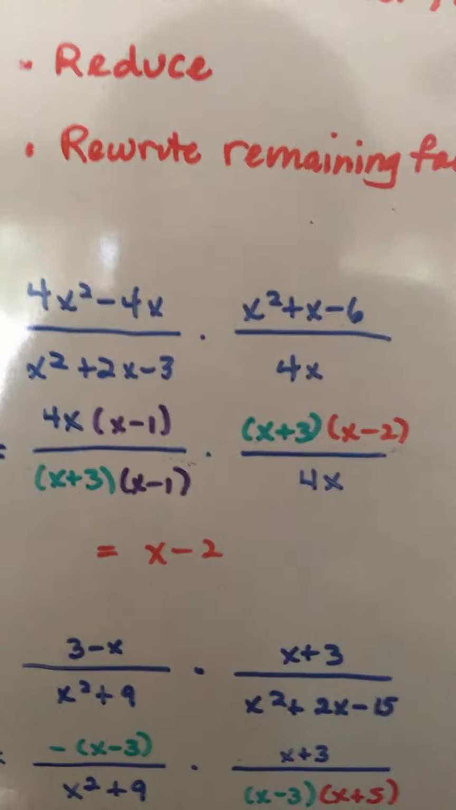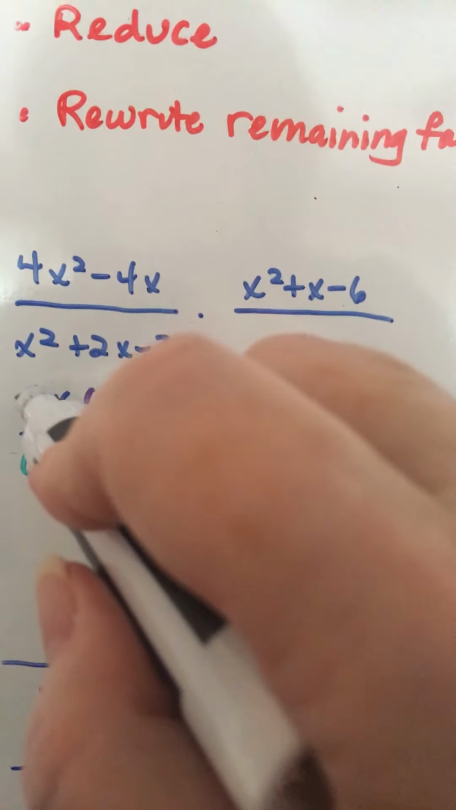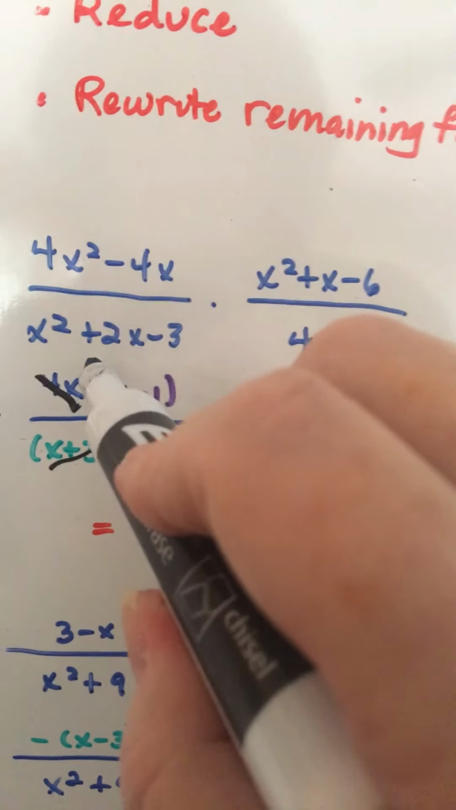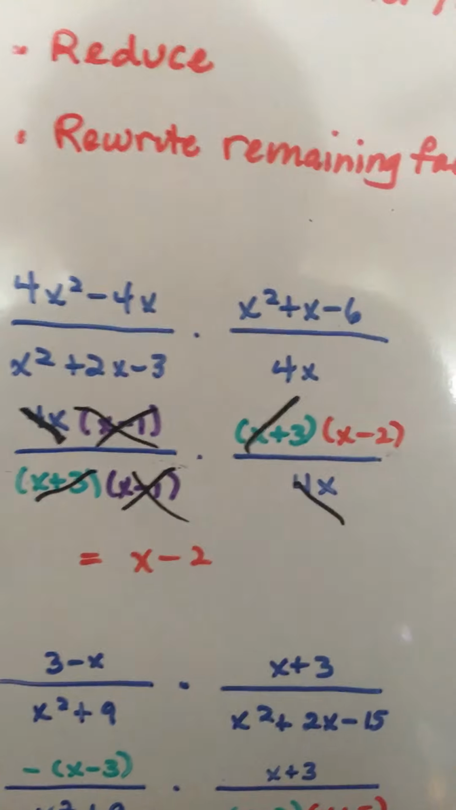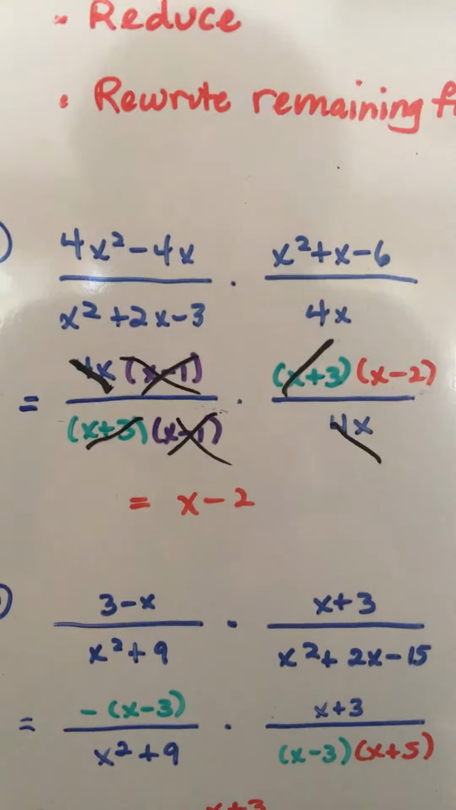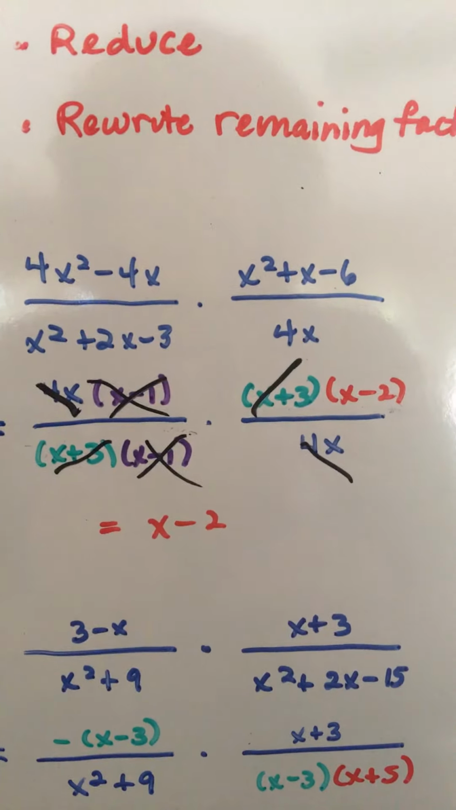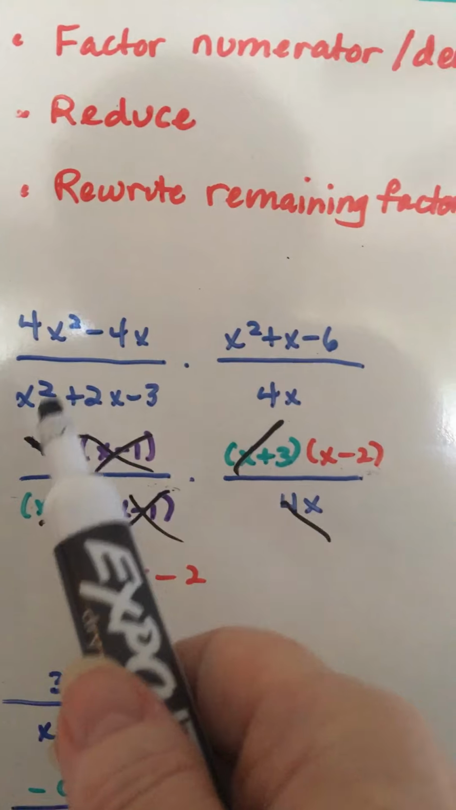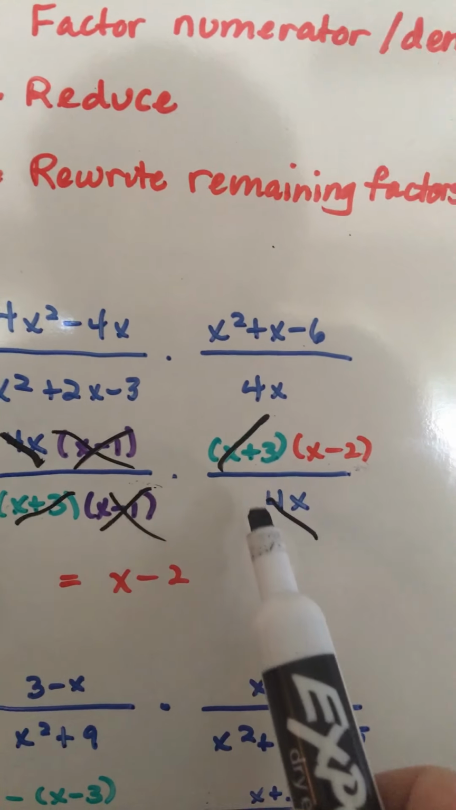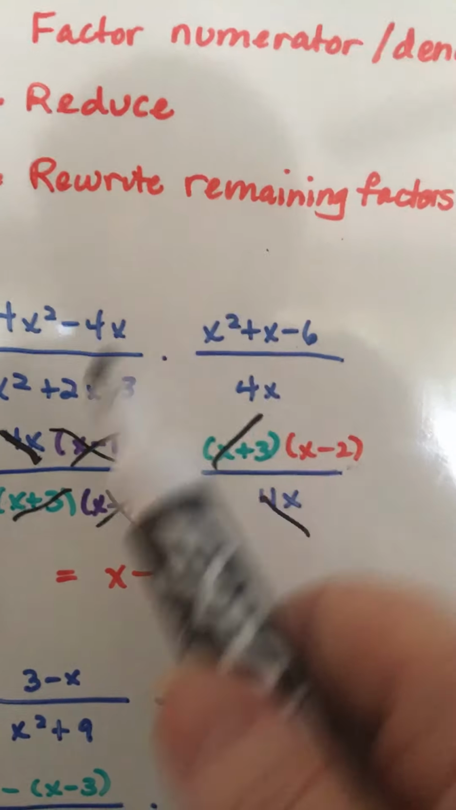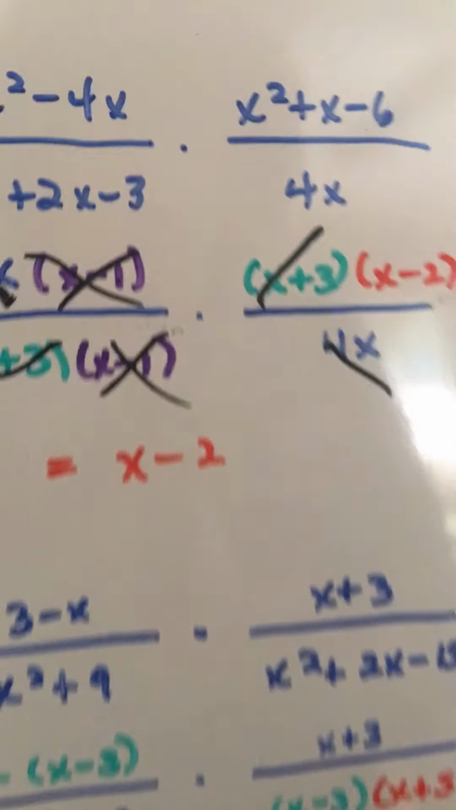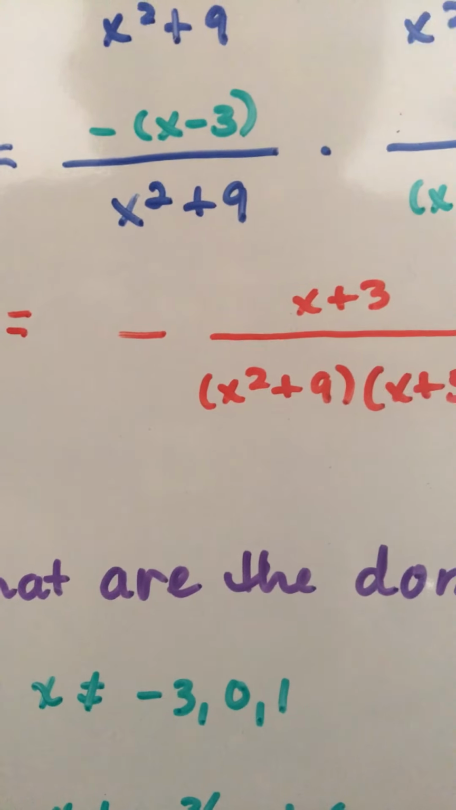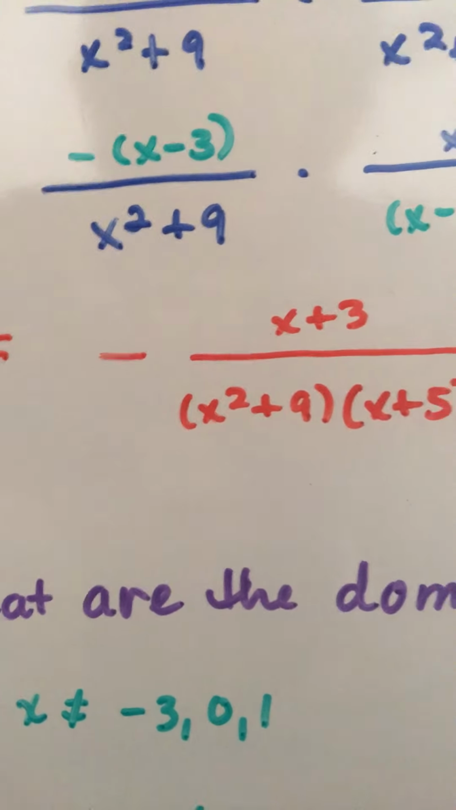I could have gone through and said, look, they share: 4x kills 4x, x plus 3 kills x plus 3, x minus 1 kills x minus 1. Oh, wow, x minus 2 is all that's standing. But what made the original denominators 0? Well, negative 3 and 1 here and 0. So what is actually the domain of this expression is not all real numbers, but the domain is x is not negative 3, 1, or 0.